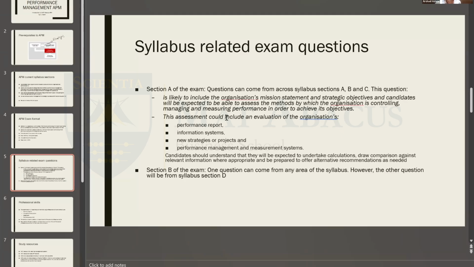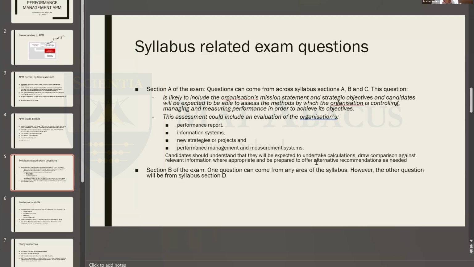This assessment could include an evaluation of the organization's performance report. You can be asked to evaluate information systems, strategies which lead to performance, projects, performance management, and measurement systems. So this is what your first question is about. And in this first question, you must realize that you will be expected to undertake calculations, draw comparison against relevant information where appropriate, and be prepared to offer alternative recommendations.